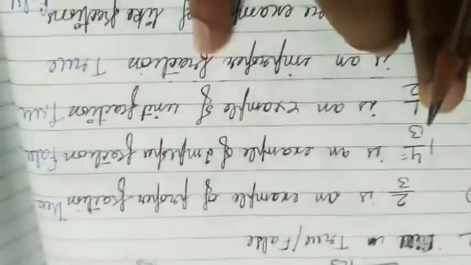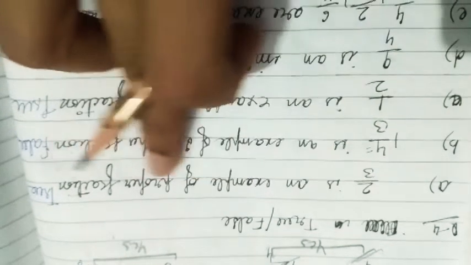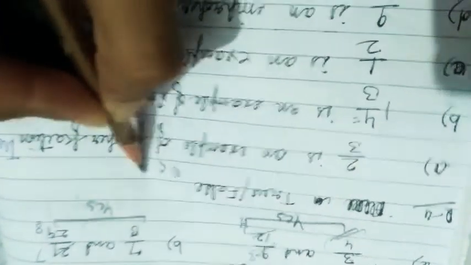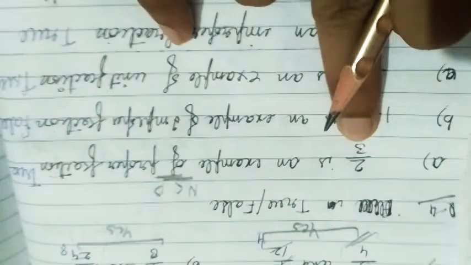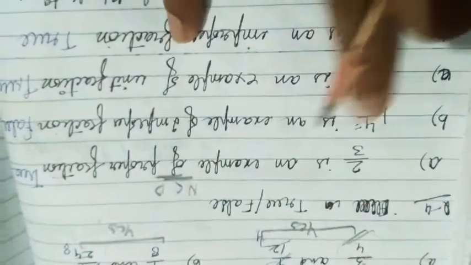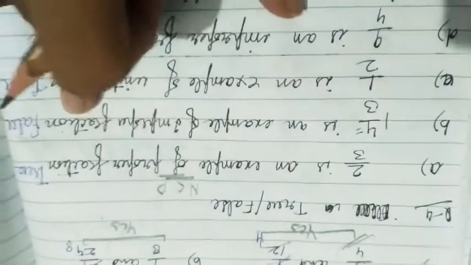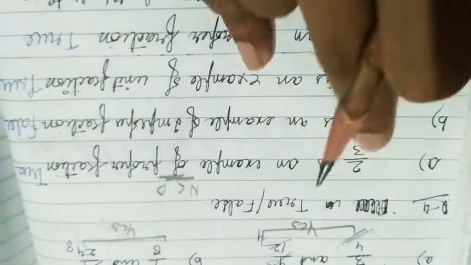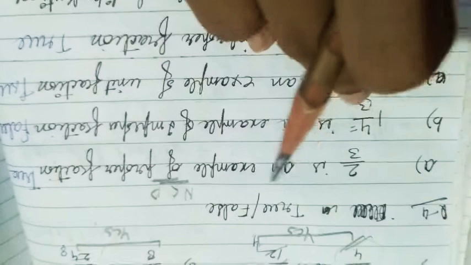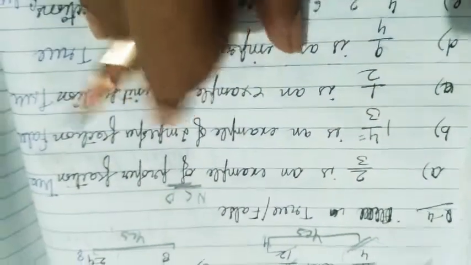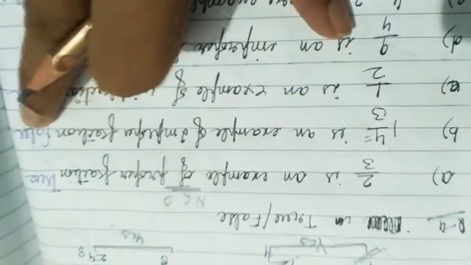Now the next question is you have to give true or false. So first, 2 by 3 is an example of a proper fraction. Yes, of course it is an example of a proper fraction because in this the numerator is less than the denominator. So that means this is an example of a proper fraction. Next, 1 and 1 by 3 is an example of an improper fraction. No, it is a mixed fraction. Whenever there is a whole number and a proper fraction combination, then it is known as a mixed fraction, not an improper fraction. So the answer will be false.